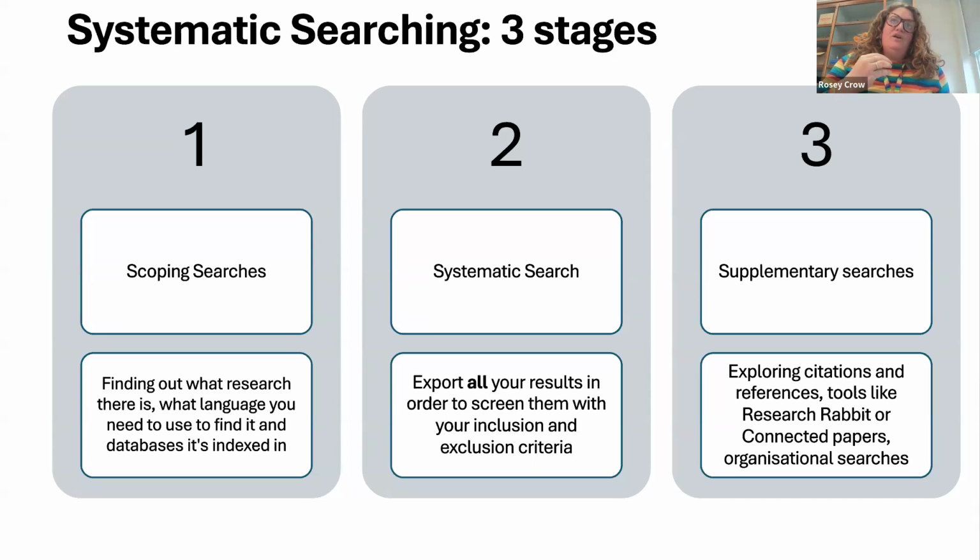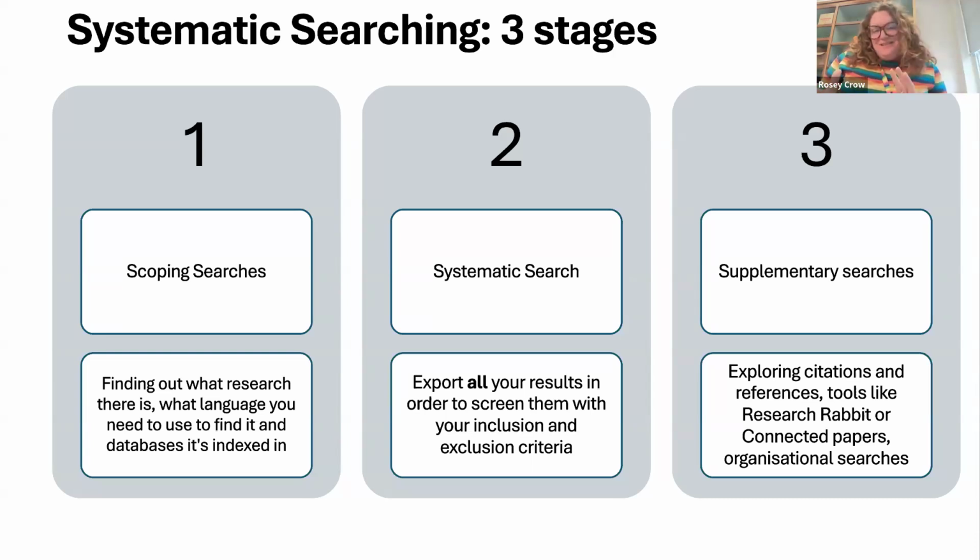When you have done those searches, you're going to feel a lot more confident about what's out there. Then it's time to move on to search number 2, which is your actual systematic search. Your scoping searches will have helped you decide on the language you're using and where you're searching. Then you can run your systematic search, where you export all of your results and screen them with your inclusion and exclusion criteria.